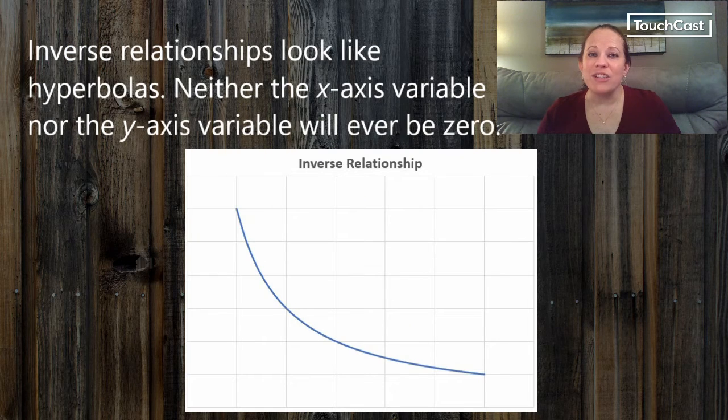Our next kind of relationship is the inverse relationship. That looks like a hyperbola. With an inverse relationship, neither the x-axis variable nor the y-axis variable will ever be equal to 0.